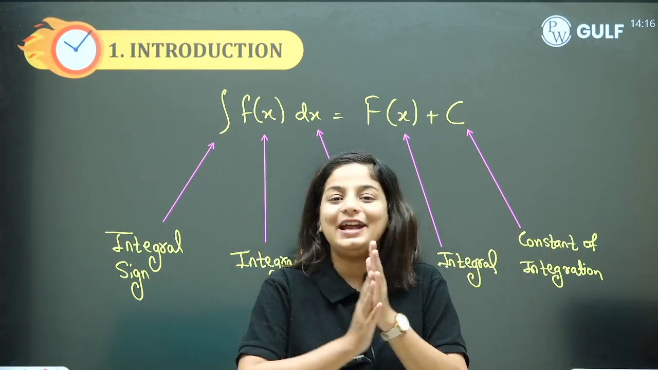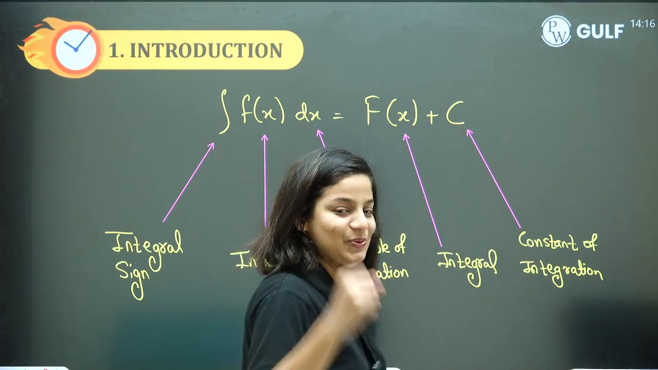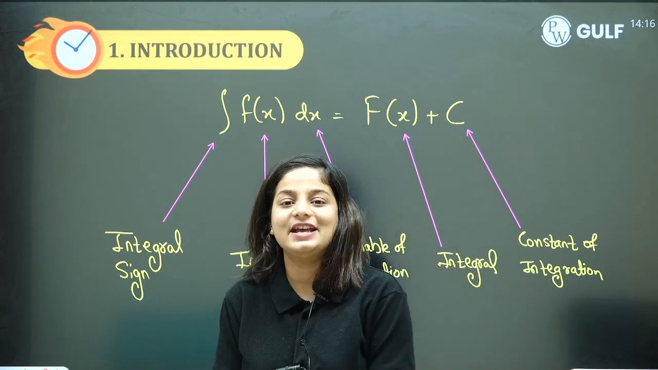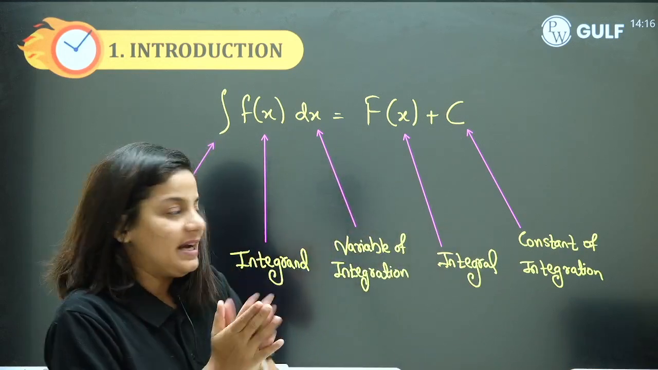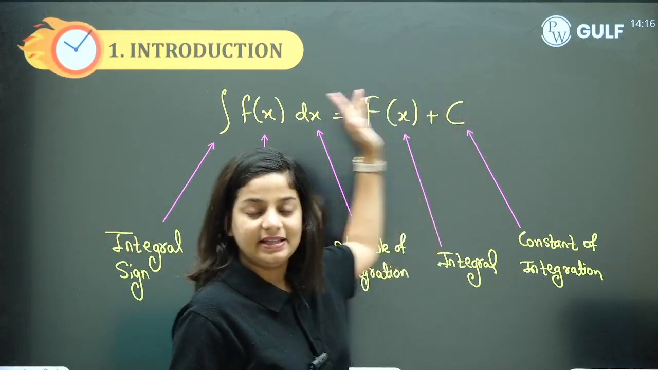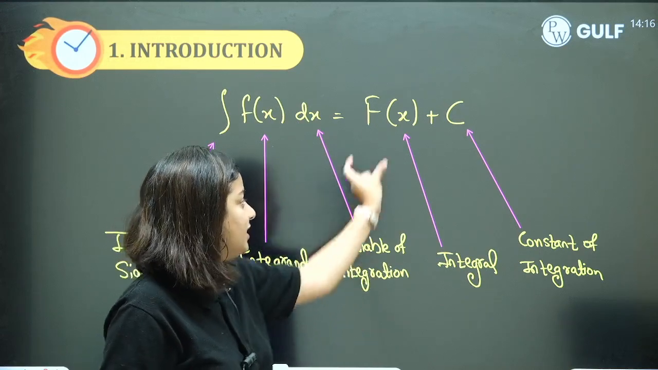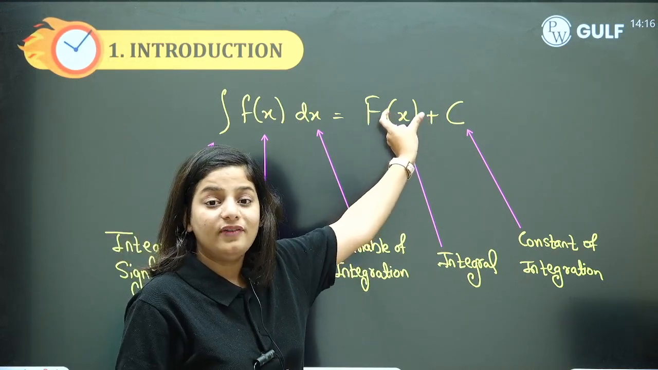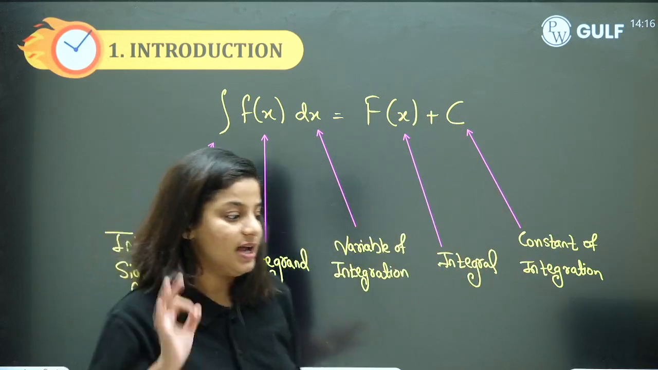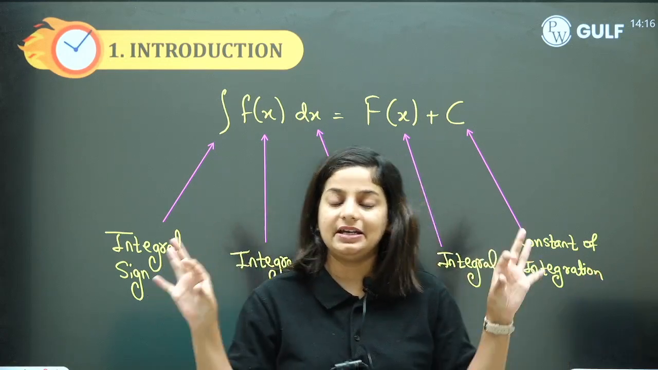So starting with the integration, are you all ready? Are you ready? Let's begin the session. So integration: integral f of x dx is equal to F of x plus c. This is your integral sign, integrand, variable of integration. After solving, whatever answer you're getting, that's the integral, and c is the constant of integration. These are the 5 parts of a complete integration.